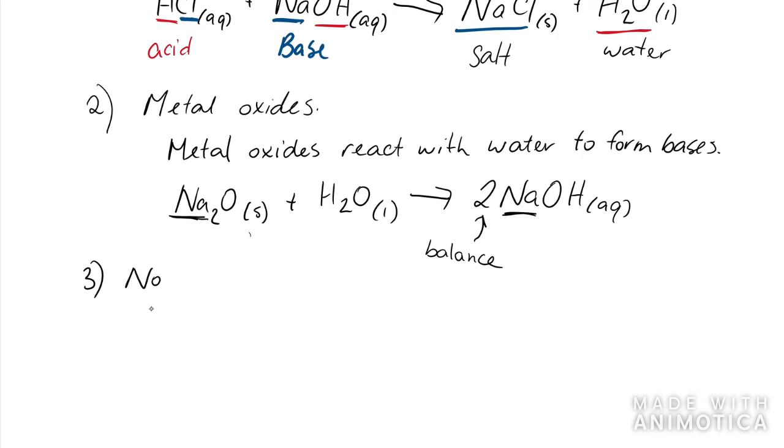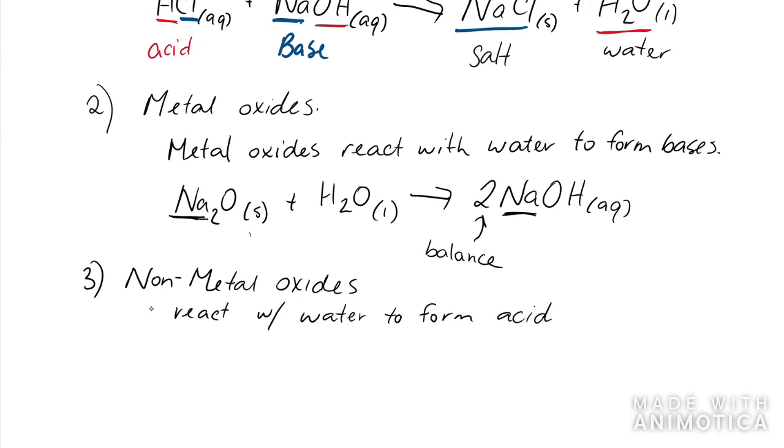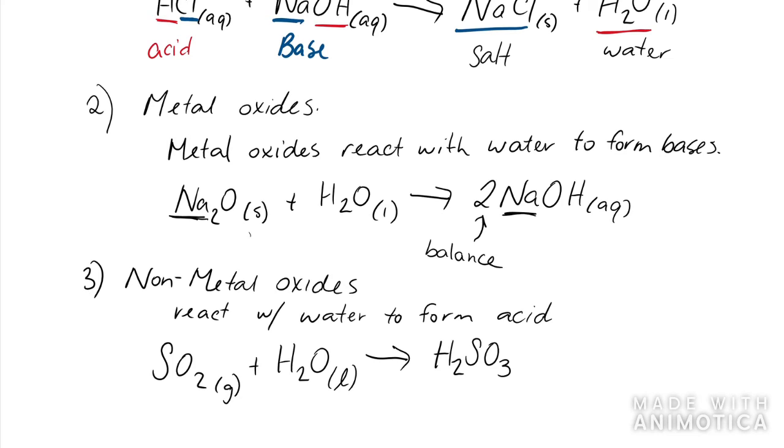So non-metal oxides, these guys react with water to form acid. So if it's a metal, it'll form a base. If it's a non-metal, it'll form an acid. So if I take SO2, which is sulfur dioxide, it's found as a gas, and I add water, which is a liquid, I'm going to be left with H2SO3 in aqueous. So I'm left with an acid.